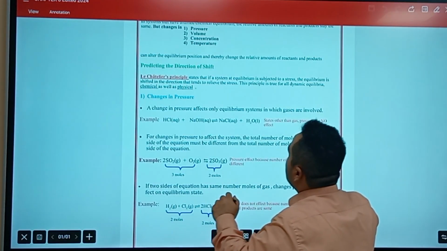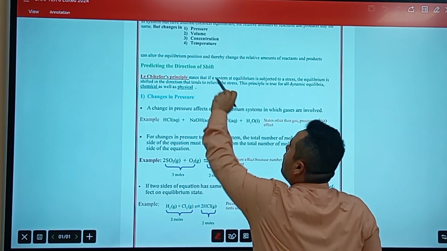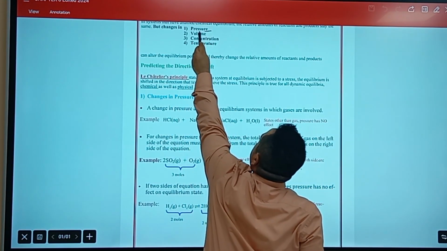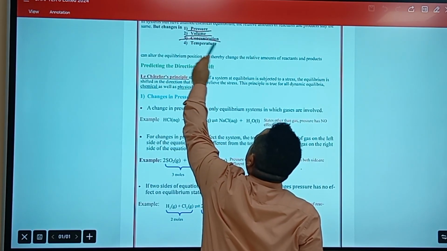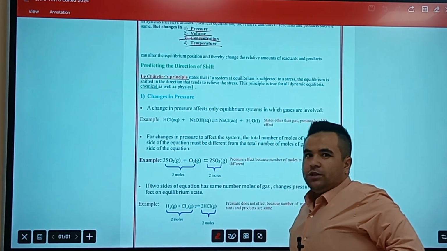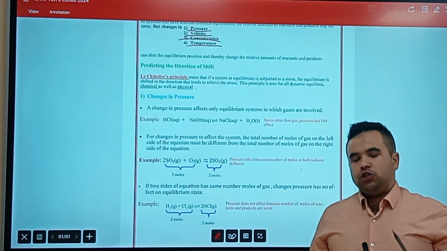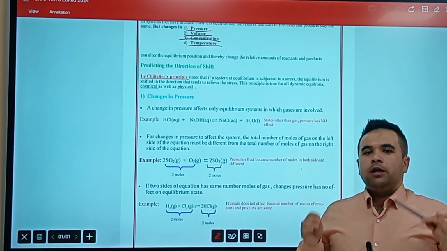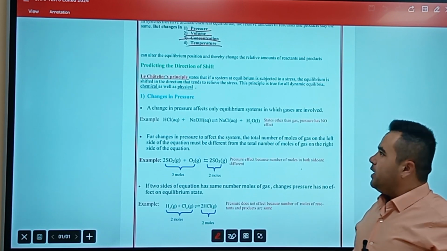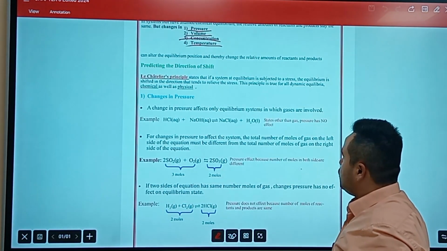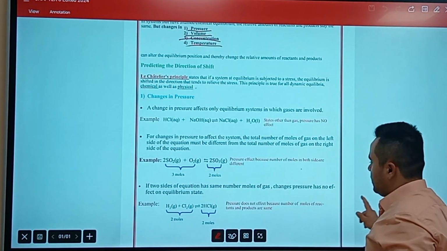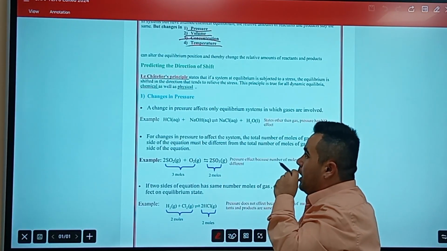The factors are what, guys? The 4 factors are pressure, volume, concentration, and temperature. So today we will be talking about how changing each of these factors influences the equilibrium and changes the equilibrium position as well.